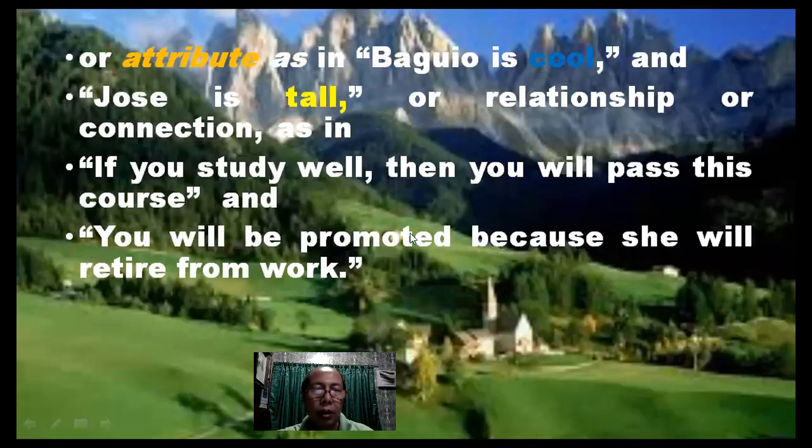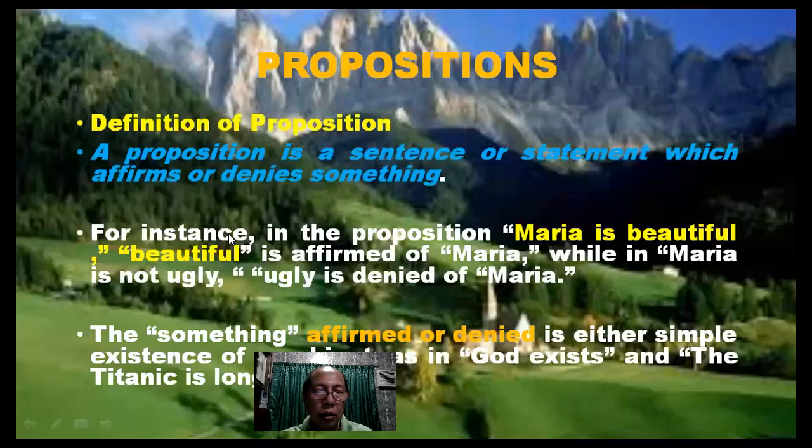Yan. So, which affirms or denies something. For example, you say, Maria is beautiful. So, Maria is a woman, and then the affirmation is that she is beautiful. Not only beautiful outside, but also beautiful inside. Mabait. Yan. Or if you say, Maria is ugly.